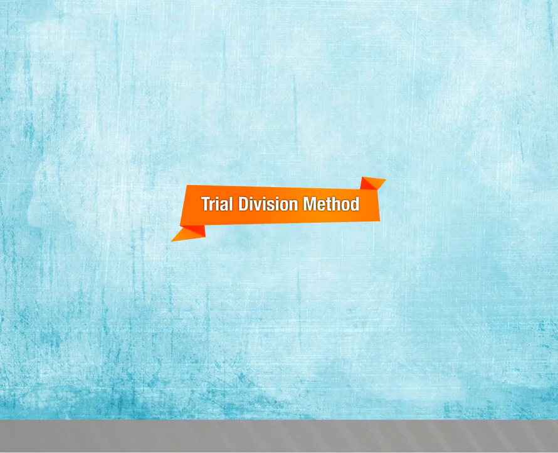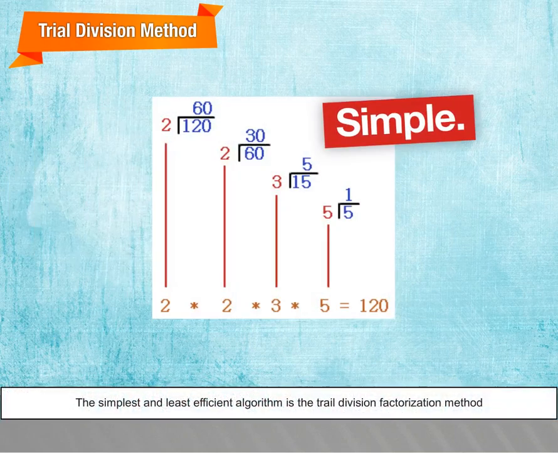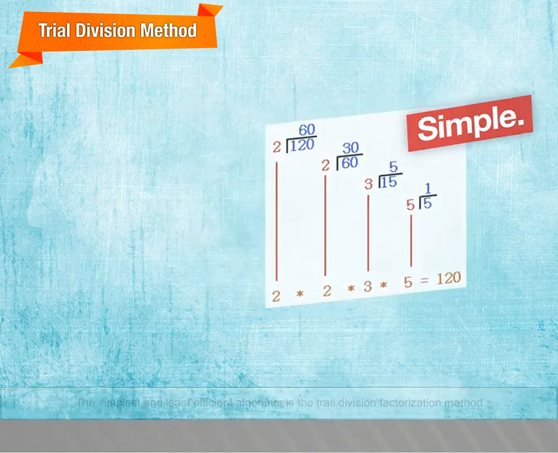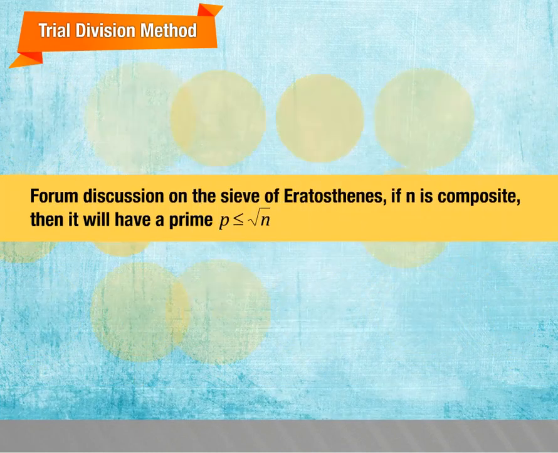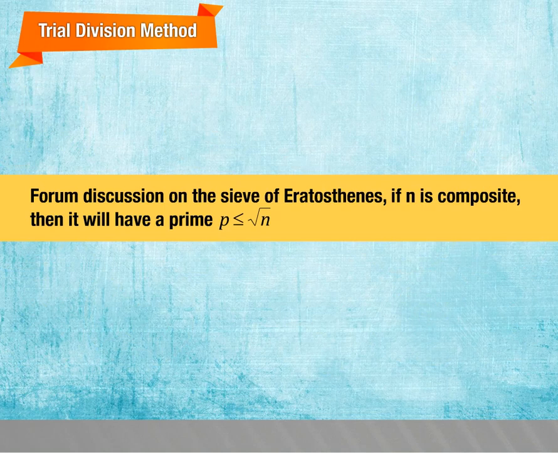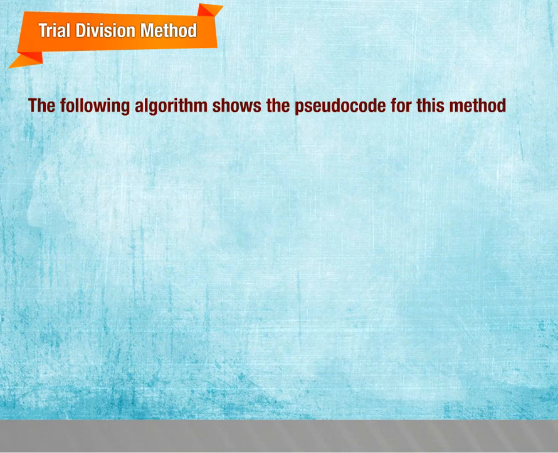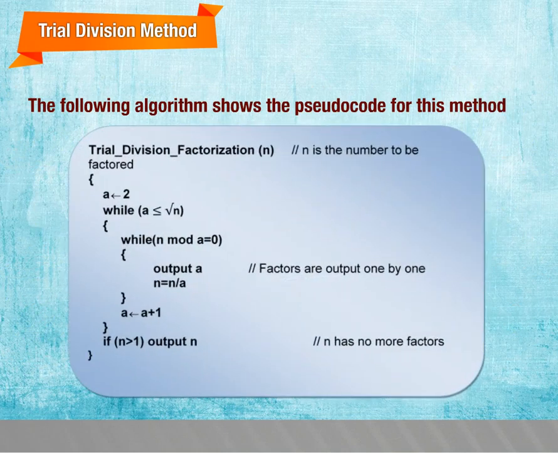Trial division method. The simplest and least efficient algorithm is the trial division factorization method. It is based on the sieve of Eratosthenes idea: if n is composite, then it will have a prime p less than or equal to the square root of n. The following algorithm shows the pseudocode for this method.